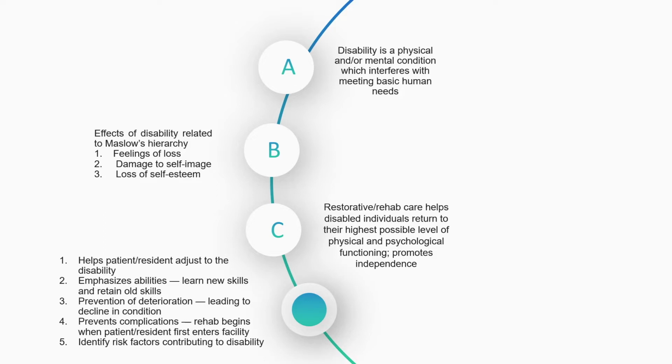Restorative or rehab care helps disabled individuals return to their highest possible level of physical and psychological functioning. It promotes independence, helps the patient or resident adjust to the disability, emphasizes abilities, learning new skills and retaining old ones, prevention of deterioration leading to decline in condition, and prevents complications. Rehab begins when the patient or resident first enters the facility. Identify risk factors contributing to disability.